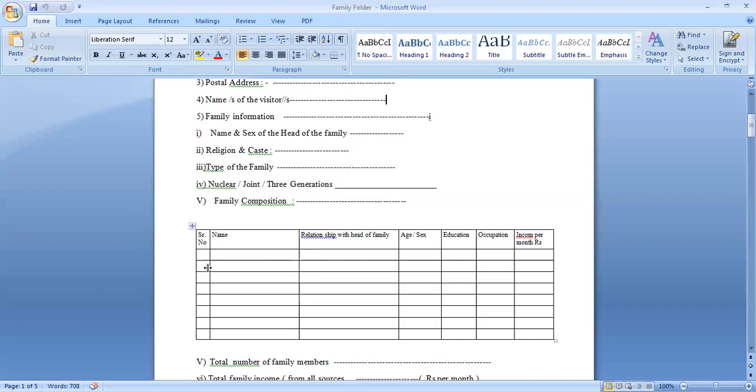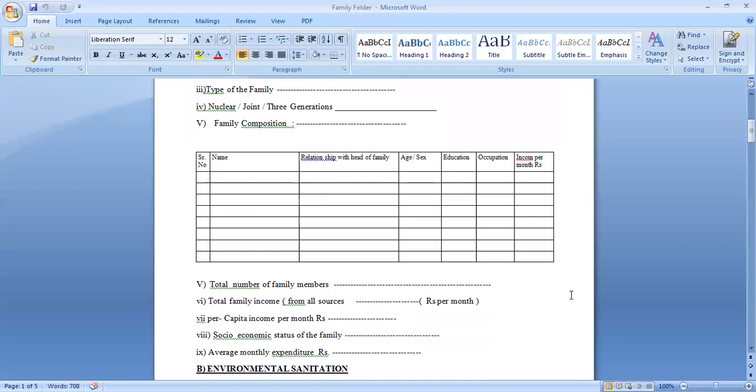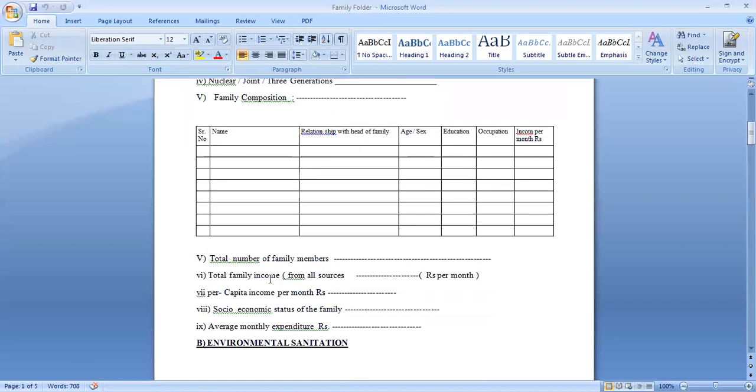Similarly, there may be different persons in the family, and you have to write down these details for each and every member of that family. Right? Then the total number of family members, here you have to write the total number of family members, and then the total family income from all sources.